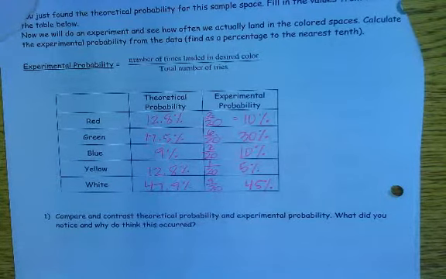Okay, what do you notice as the number of spins increase? Your experimental and theoretical percent end up getting closer and closer with the more chances that you have, or the more events that you have. So for number 1, when it says compare and contrast the theoretical and experimental probability, what do you notice and why do you think this occurred?